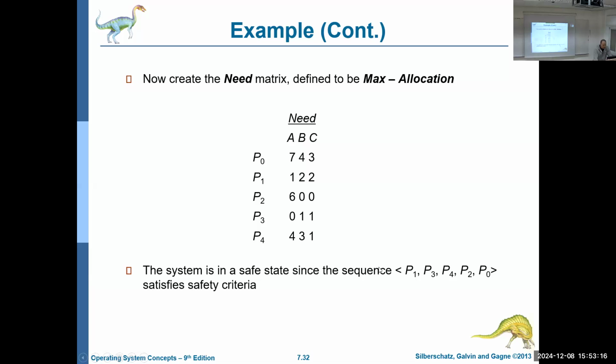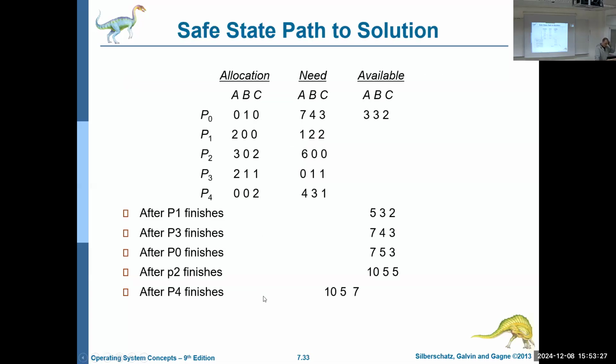The system is in a safe state since the order 1, 3, 4, 2, 0 safely satisfies the safety criteria. Safe state path to solution, and here it shows exactly what we just did. If you start with P1, then the available all of a sudden becomes 5, 3, 2, etc. You see the available becomes larger and larger, and you can fill everybody's needs.